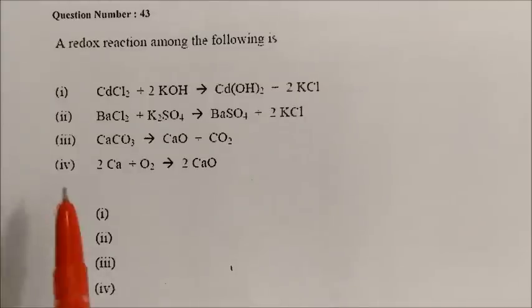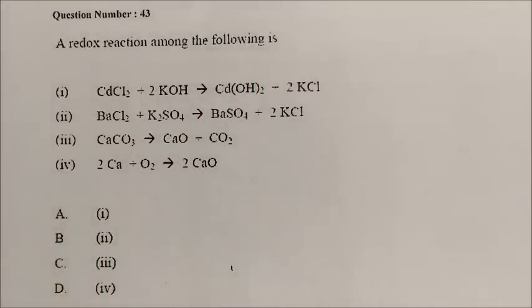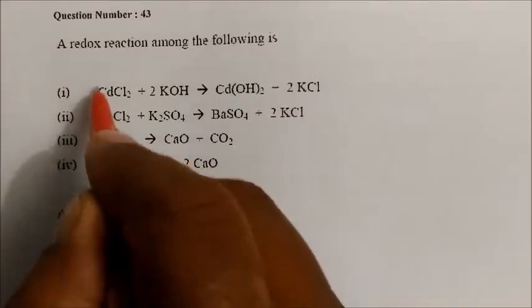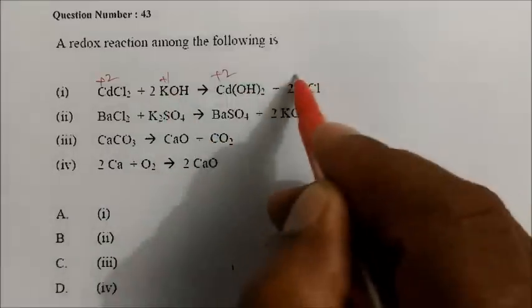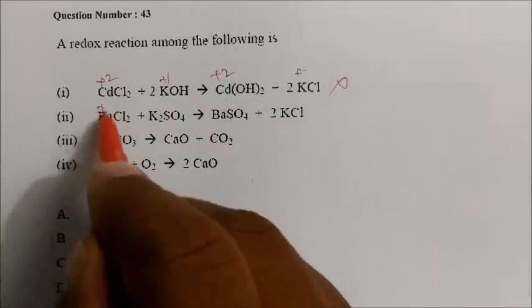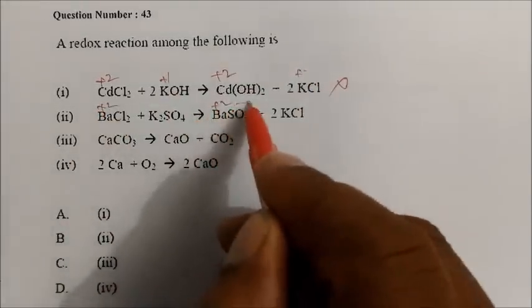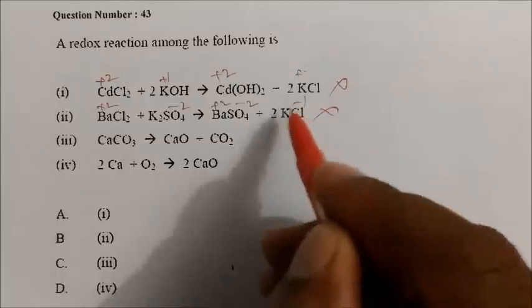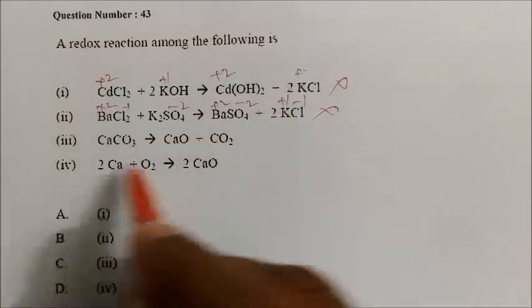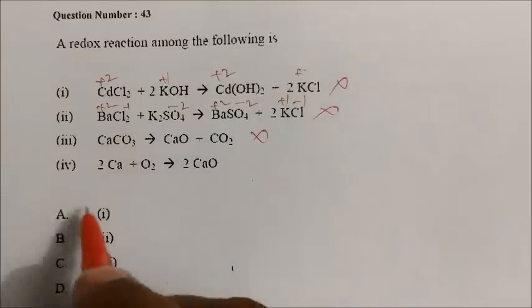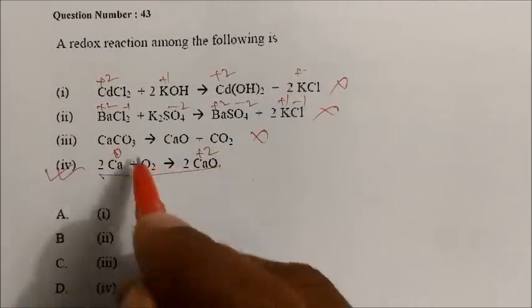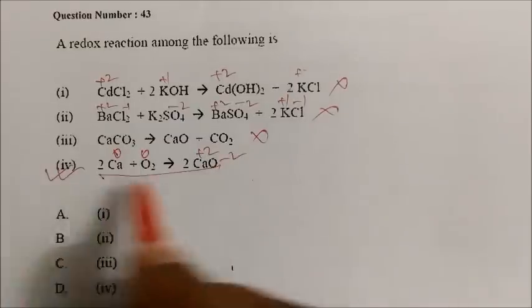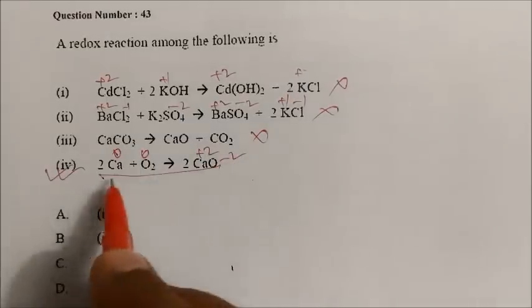Which of the following is a redox reaction? Again, very easy question. Cadmium is plus 2, potassium is plus 1, non-redox. Again barium plus 2, sulfate minus 2, not possible. Chlorine minus 1, plus 1, minus 1, in this case also not possible. So only the calcium one is possible. This is 0, this is plus 2, oxygen is 0, this is minus 2. We can clearly see oxidation and reduction take place in calcium oxide formation. This is the correct answer.